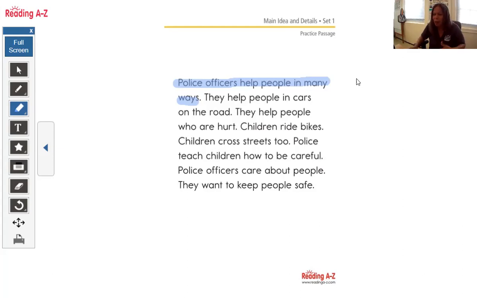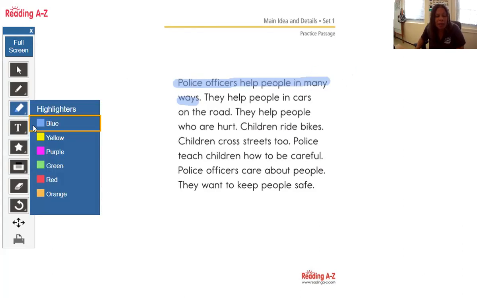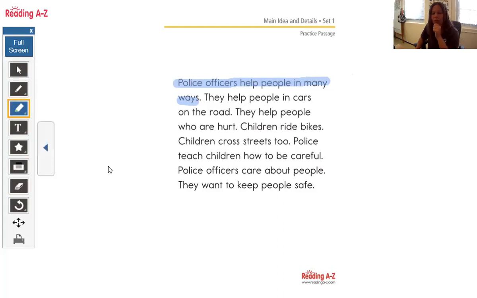So how do they help people? So I'm going to get my green highlighter. So in your notebook, I want you to write at least 2 ways from this passage that police officers help people. Okay, and then we're going to compare and see if what you put is similar to what I highlight. Okay, put me on pause and write your supporting details. All right, so what are some ways that police officers help people?